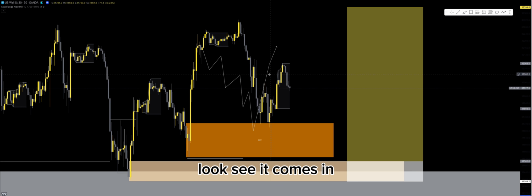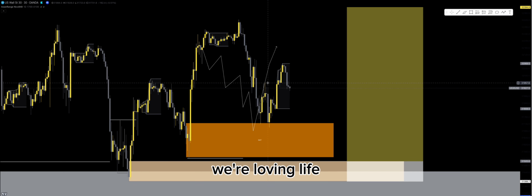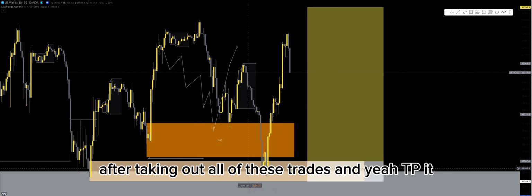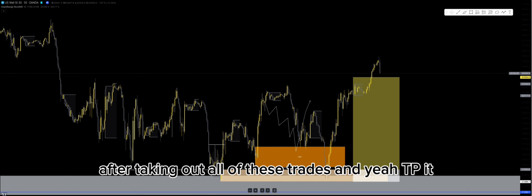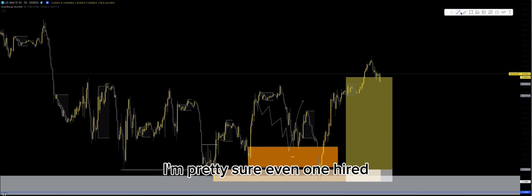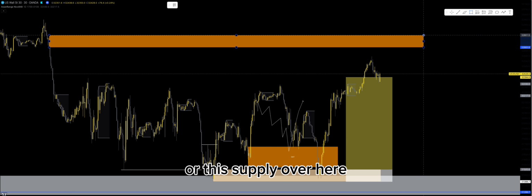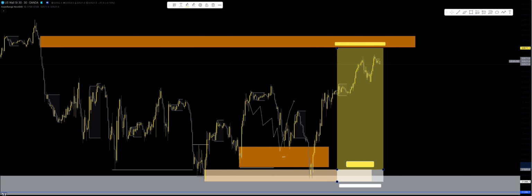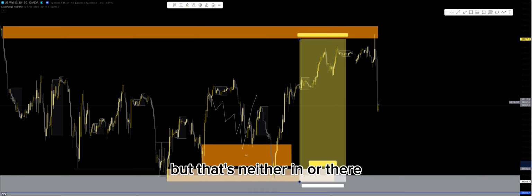Send it to that high, and now I just play price and then look. See, it comes in, changes character over here. Allegedly they're thinking, okay cool, we're loving life. They go break even, and before you know it, price comes in, taps into the extreme after taking out all of these trades, and yeah, TP it. I'm pretty sure I even went higher than that. Maybe I targeted this one or this supply over here. It was a 1 to 10, I'm sure. But obviously I didn't hold it for that long, but that's neither here nor there.